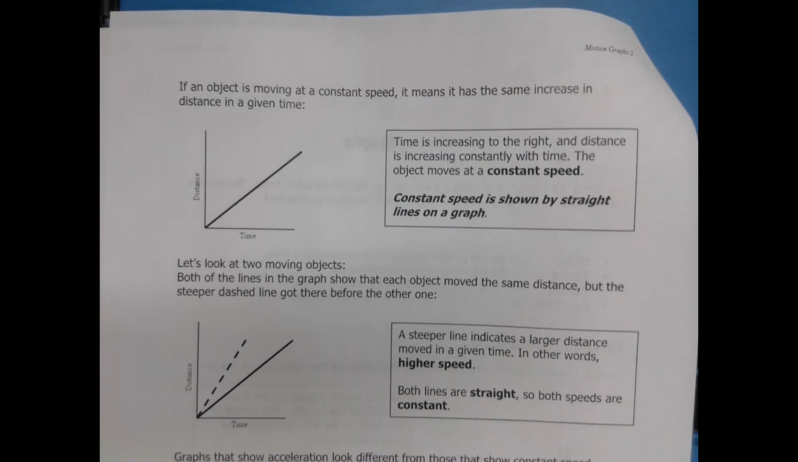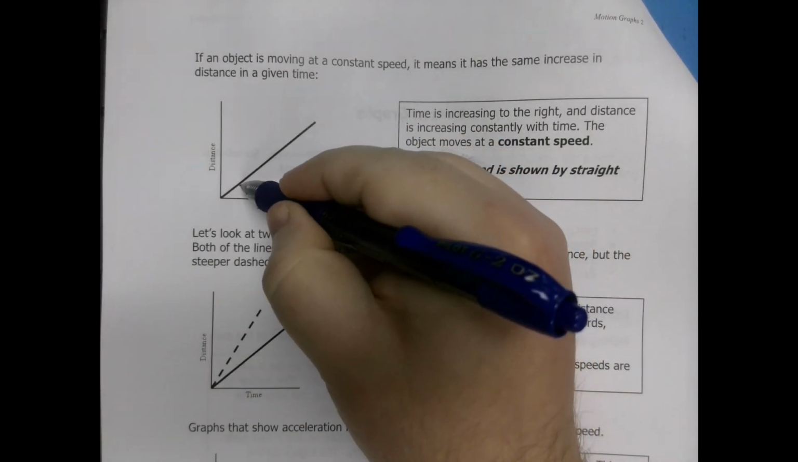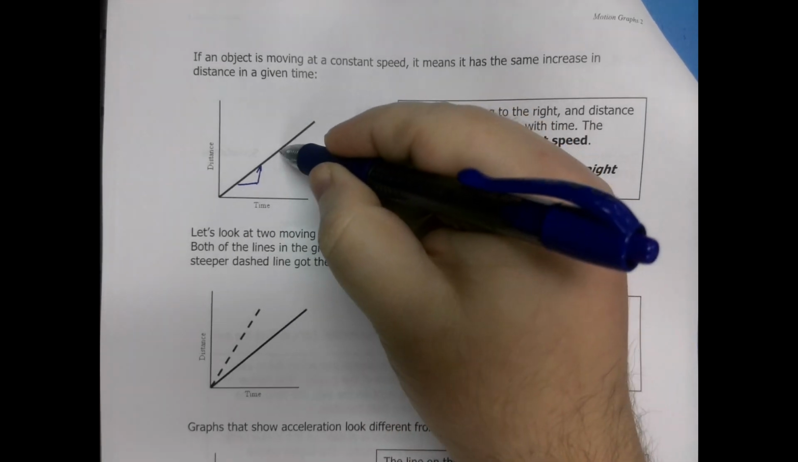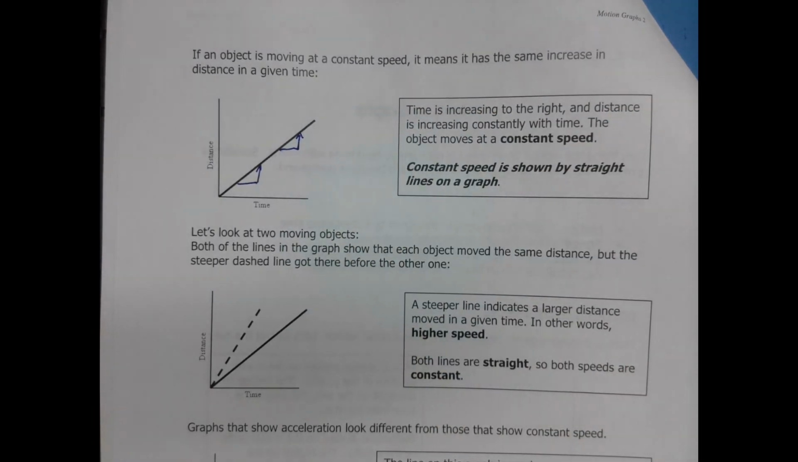So if an object is moving at a constant speed, it means it has the same increase in distance in a given amount of time. If we look at a time unit that is this long, we can see that it increased this much. Or if we look over here, we can see the same amount of time increase that much. So time is increasing to the right and the distance is increasing at a constant rate. The object moves at a constant speed. So constant speed is shown by a straight line on the graph.